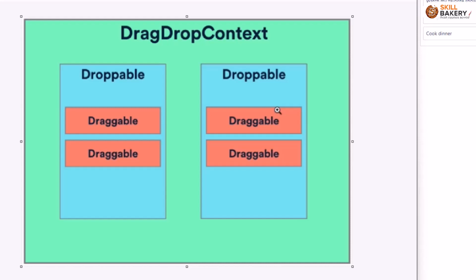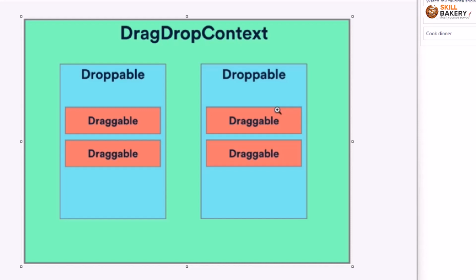React Beautiful D&D is made up of three components. The first is the drag drop context. Now the drag drop context is a component that we use to wrap the part of our application that we want to have drag and drop enabled for. A droppable creates a region which can be dropped onto. They also contain draggables. A draggable is a component that can be dragged around and dropped into droppables.